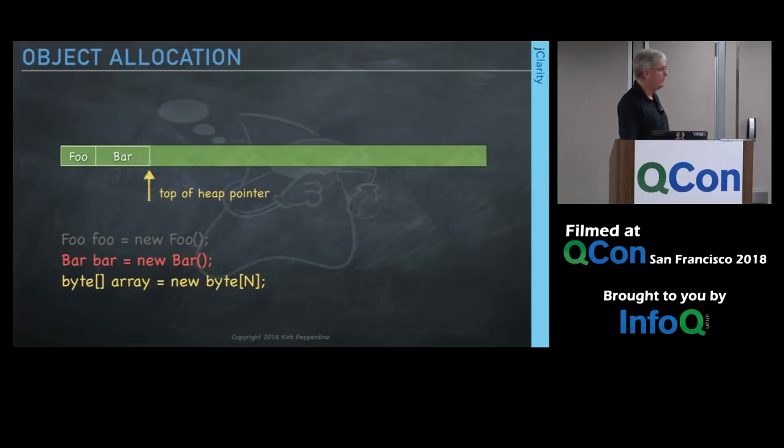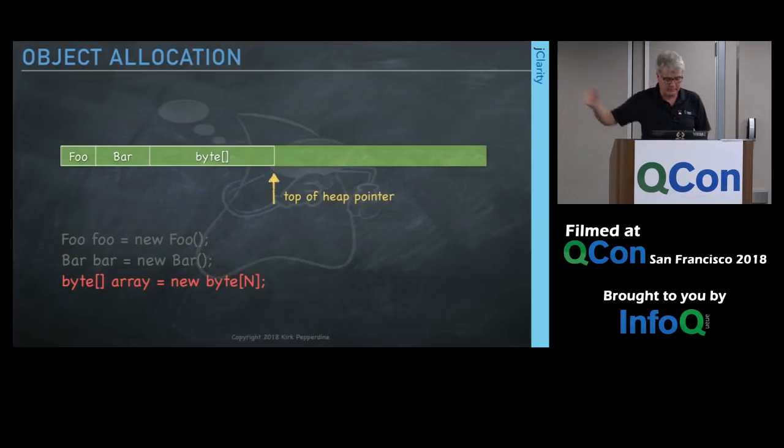Okay. And then the bar does the same thing. And then, of course, I have a byte array, right? And I'm just going to bump the top of heap pointer up there. So when I finally fill the space, then of course the collector is going to come along and evacuate all the data, all the live data, out.